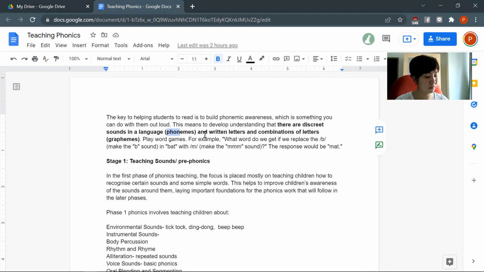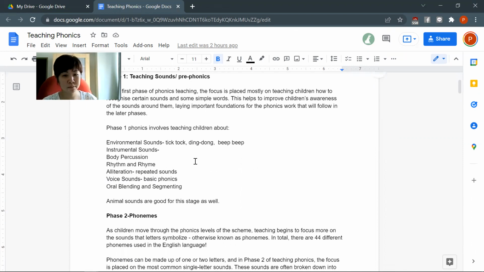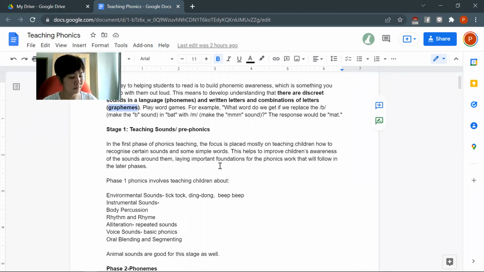And then we have graphemes. You know the word graph? Have you heard graph before? Yes. So graphemes are letters and combinations of letters. Is it like blending? It's right, it can be, or it could just be a single letter. Like, for example, we have B, which makes the B sound, or we have CH, which makes a ch sound.